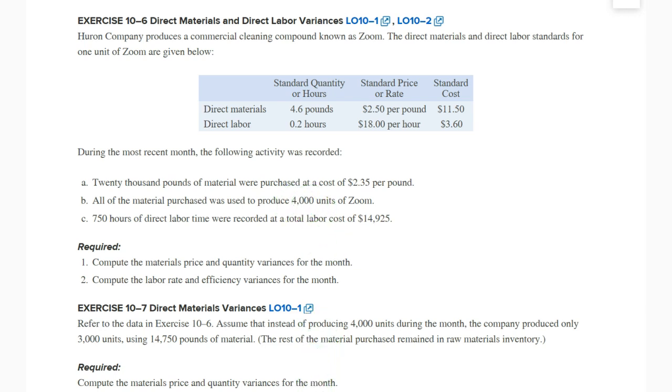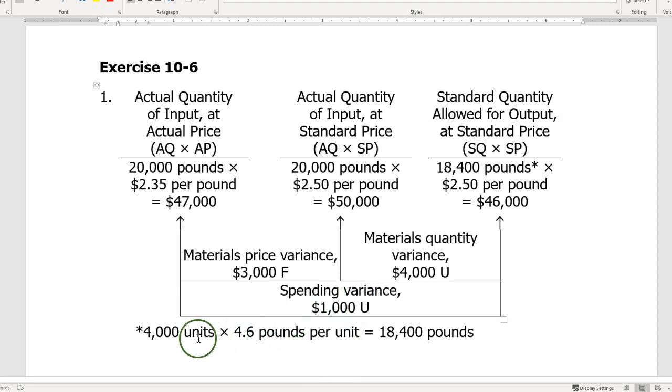So let's look at the solution. And here they have it down here. 4,000 units times 4.6 pounds that the standard calls for. Based on the standards, we should have used 18,400 pounds. Drop that number in here. We actually used 20,000 pounds. So again, in this problem, we purchased and used 20,000 pounds.